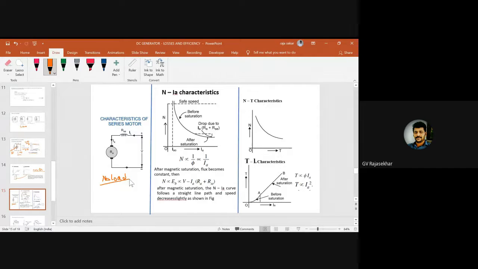Remember this point, a very, very important point. You should not switch on the series motor, the DC series motor, especially under no load condition.